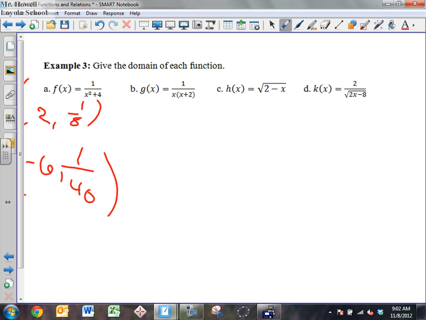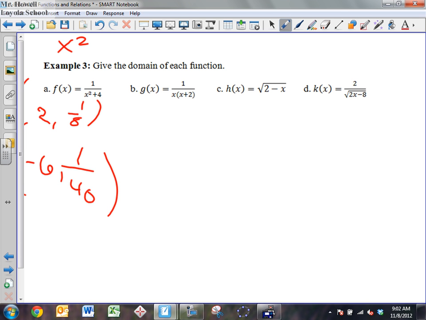So that's the restriction. But in this last problem, were there any restrictions? What's the only thing that would make this denominator 0? If x squared were equal to what quantity? What would make the denominator 0? Yeah, if x squared were negative 4, it would be negative 4 plus 4 equals 0.